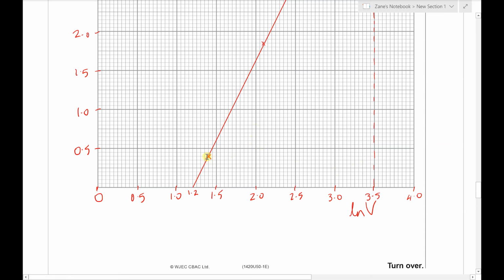Each point needs to be plotted as accurately as possible within one half of a small square of where it should be.